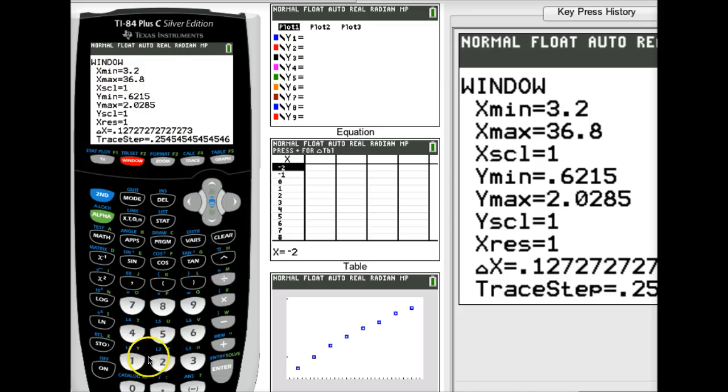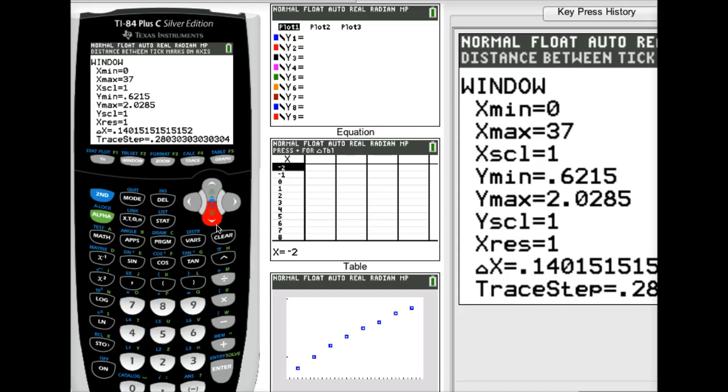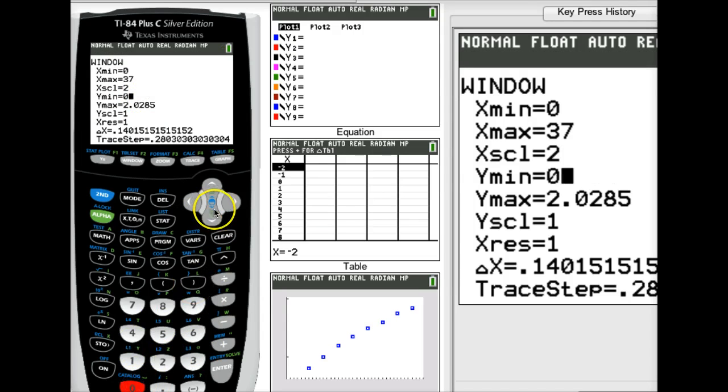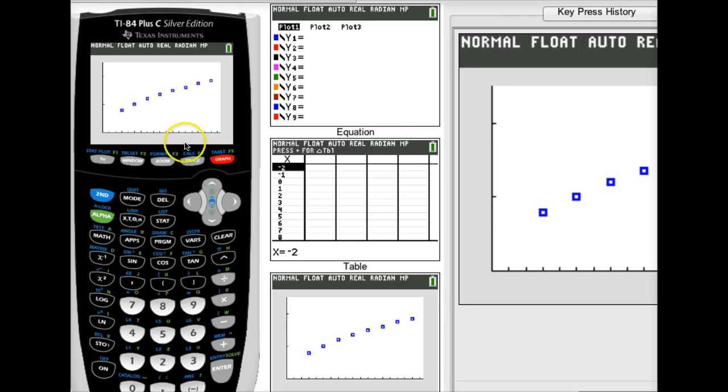So I would probably change that from x equals 0 to x equals 37. Then I would probably have it count by 2s so that I could see the marks. Y-min, they have 0.6. We'll just make that 0 as well. It goes up to 2.2. I would probably make it go a little above that, so maybe 2.5. And then I can press graph again, and now I can actually see my axes along with my scatter plot.